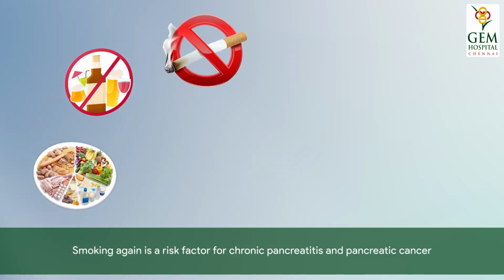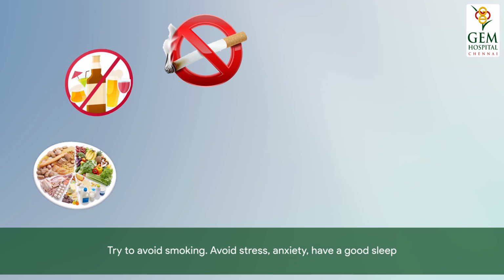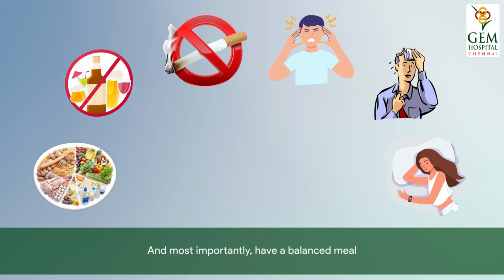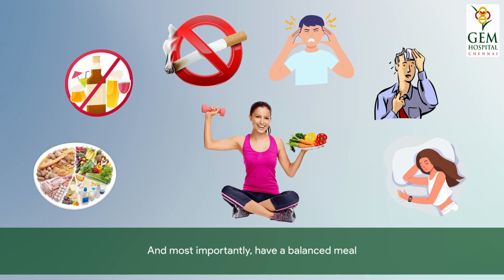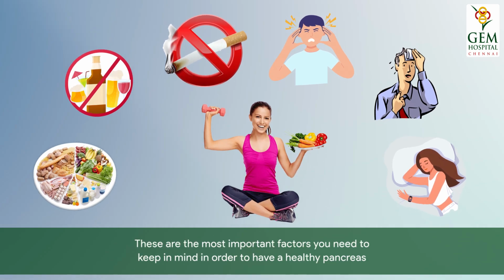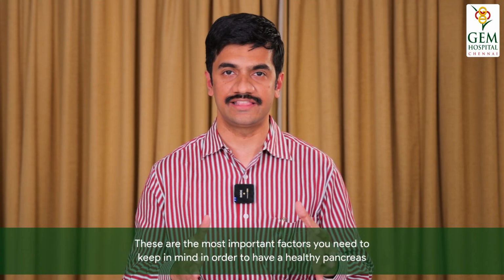Smoking again is a risk factor for chronic pancreatitis and pancreatic cancer. Try to avoid smoking. Avoid stress, anxiety, have a good sleep, and most importantly, have a balanced weight. These are the most important factors you need to keep in mind in order to have a healthy pancreas.